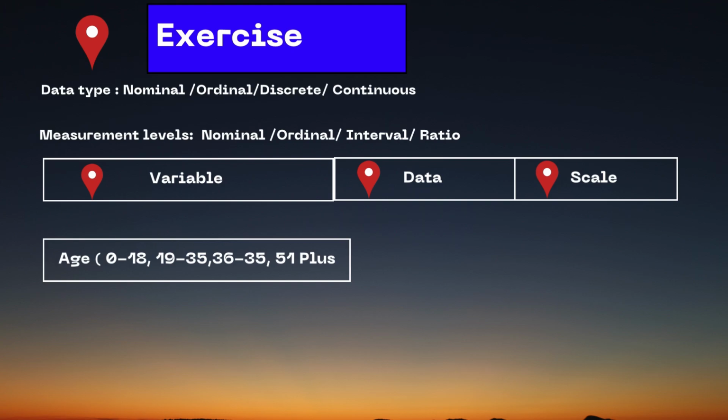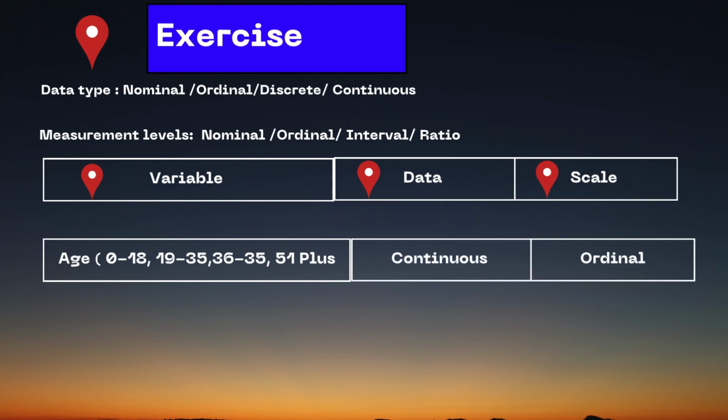Answer. Data type: continuous. Level of measurement: ordinal. Explanation. Age is a continuous variable because it can take any value within a range, including fractions and decimals. However, in this context, we have divided age into categories, for example, 0 to 18, 19 to 35, 36 to 50, 51 plus, which are in a specific order or rank. Therefore, the level of measurement here is ordinal.